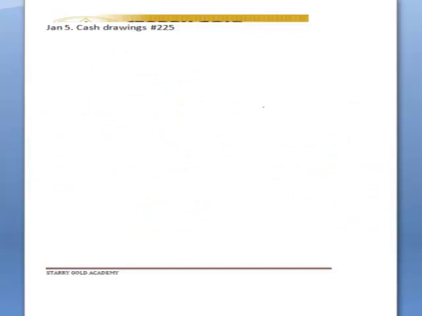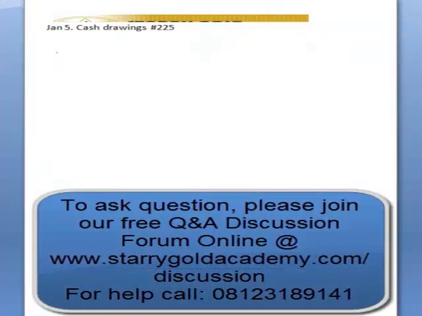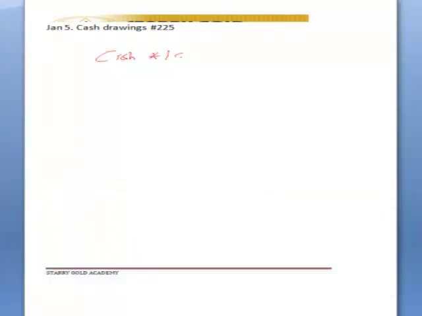Cash drawings 225. Okay, what are the two accounts involved? There is cash account and there is drawings. It means the owner has withdrawn part of the capital he introduced. So, what will be the effect?